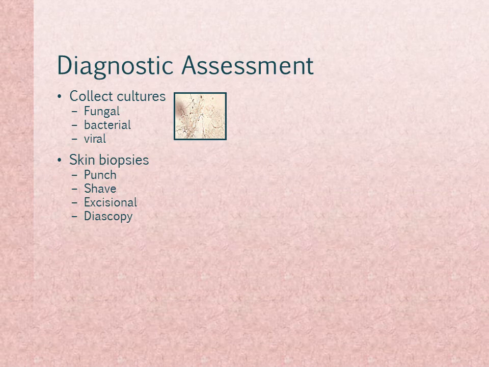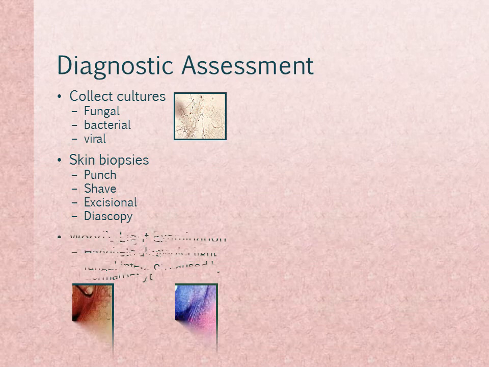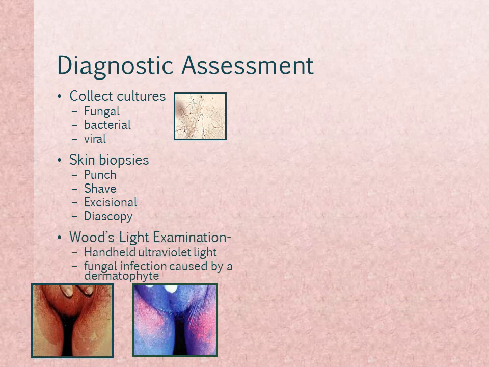And then there's also the diascopy. You want to push down on their skin with a glass slide to cause blanching to further view the lesion, and this eliminates the masking that might be occurring from erythema. We also have the handheld ultraviolet light for assessment. Use a black light to examine skin. Certain infections will glow blue, green, or red.